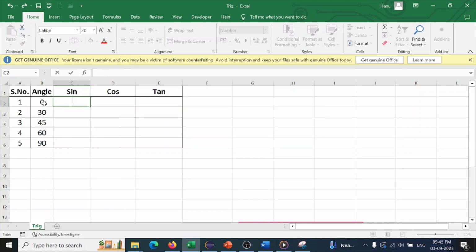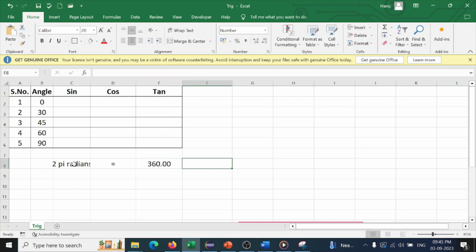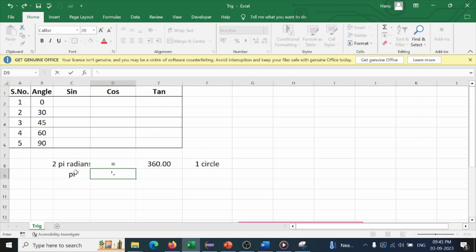Before starting with Excel, let us try to understand some basic concepts of trigonometry. We already know in mathematics that 2 pi radians is equal to 360 degrees, that is nothing but one circle. Now if I want only pi, pi radians is equal to how much? 360 by 2, that is 180 degrees.